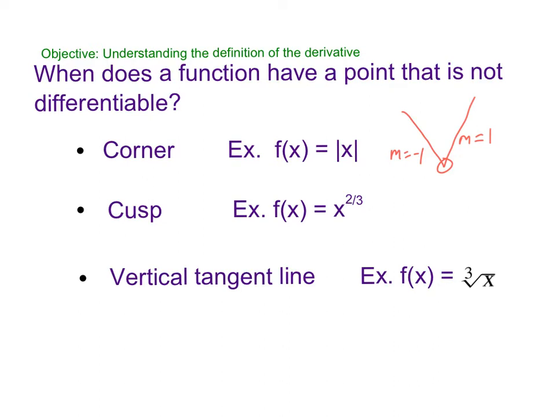A cusp is basically the same thing. So if you have something like this, the x to the 2/3, the slope from the left and the right are different. And then a vertical tangent line. So that's this. If you actually have a tangent line that goes through the graph, basically a good rule of thumb for this: anytime you have a root where, when you take the derivative of it, the exponent becomes negative, that's when you have a vertical tangent line.